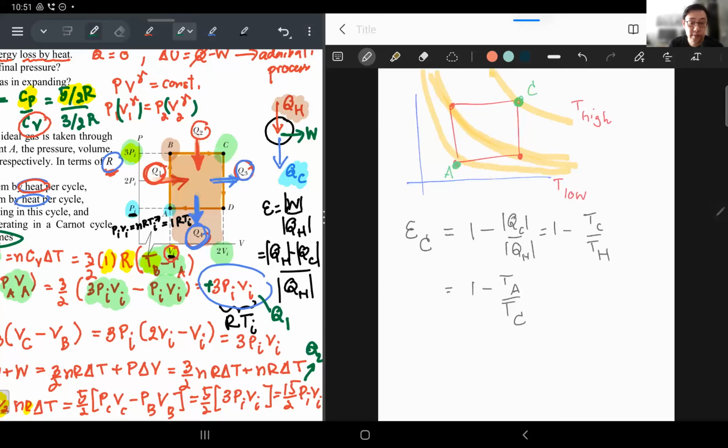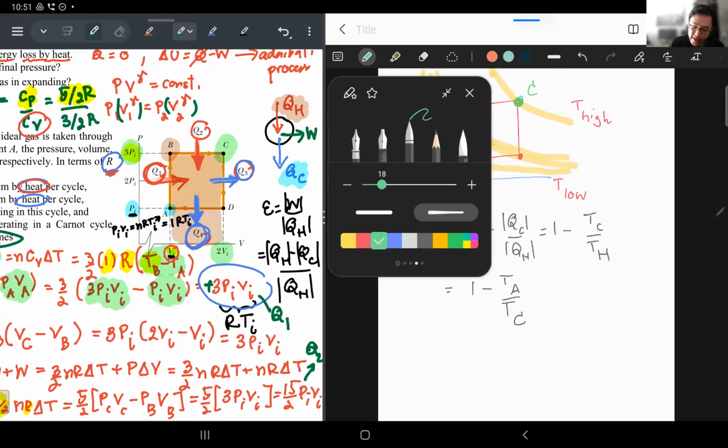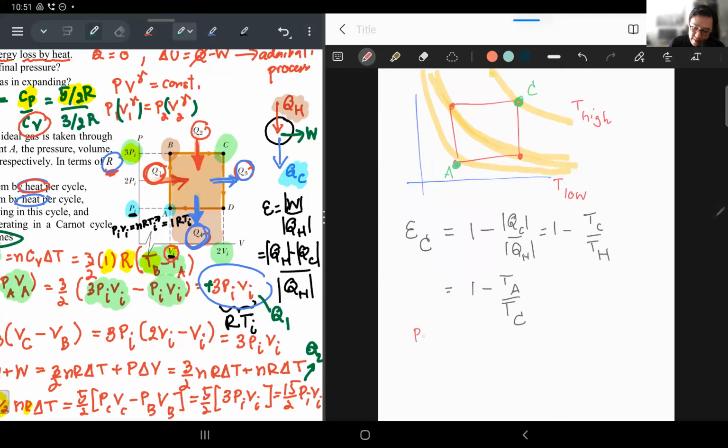Okay, very good. So your job is just to find the ratio between these two temperatures. And once again, we recall the equation of state. What else do we do? If you want a ratio, you do PA VA over TA equal to PC VC over TC. It's always the case for the ideal gas. So the ratio that you want between A and C temperatures is going to be PA VA over PC VC, something like that.